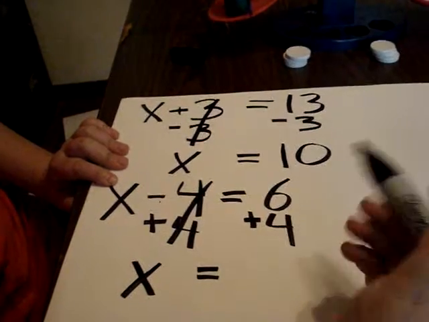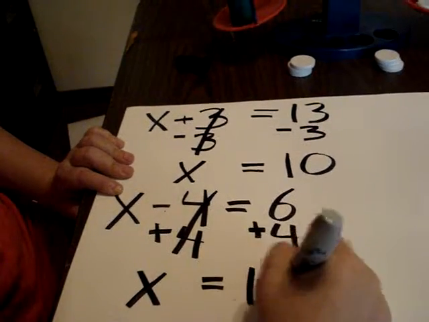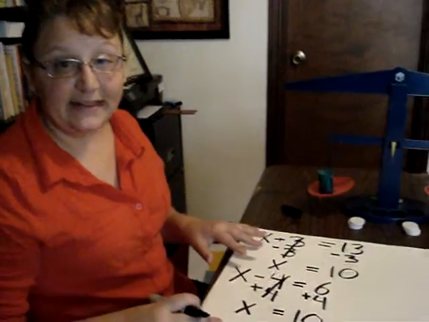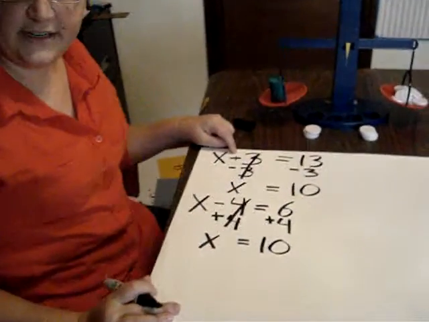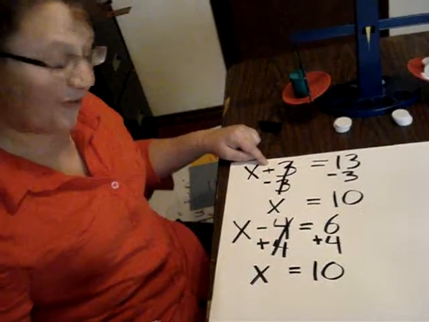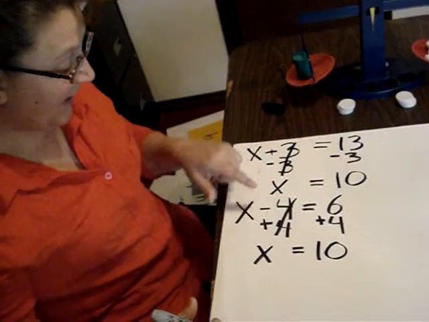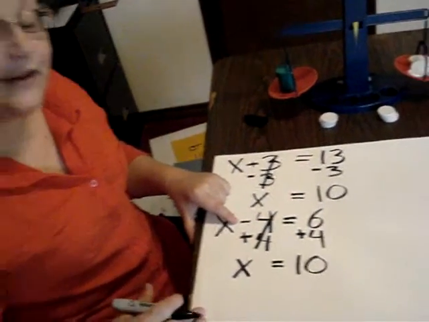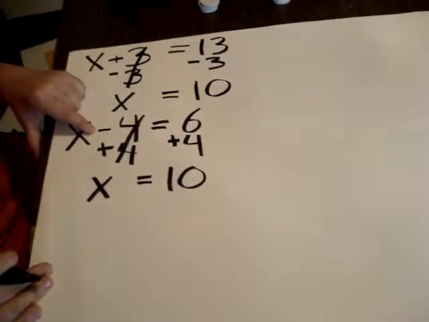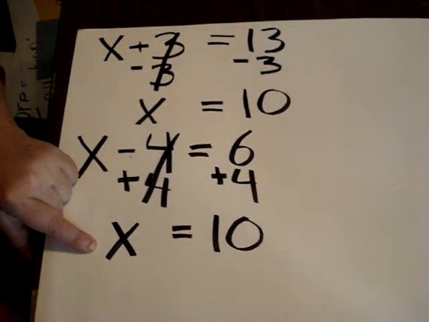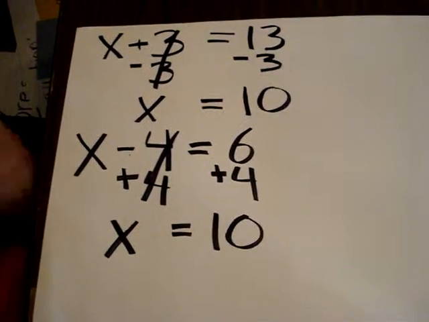6 plus 4 is 10. So we know that our x represents 10. It's equal to 10. So let's look at what's happening algebraically here. We had addition, and we did the opposite operation, subtraction, to simplify it. Here we had subtraction, and once again we did the opposite operation, addition, to simplify our equation so we could get x alone on this side of the equal sign.